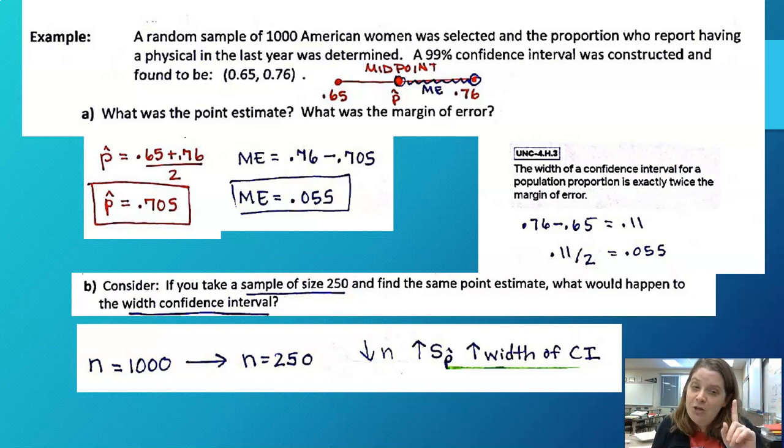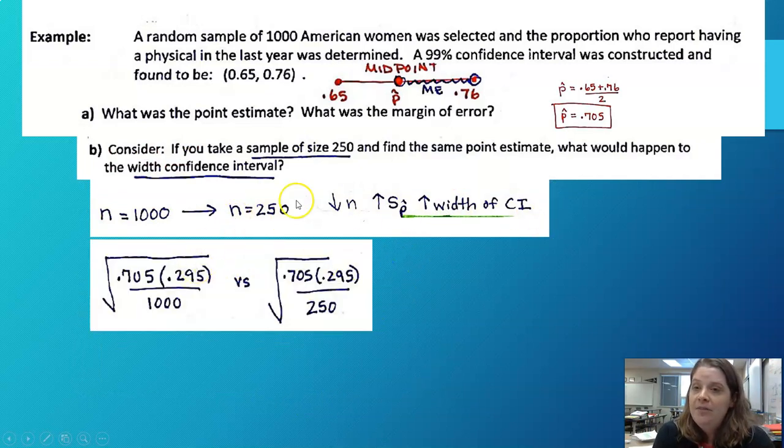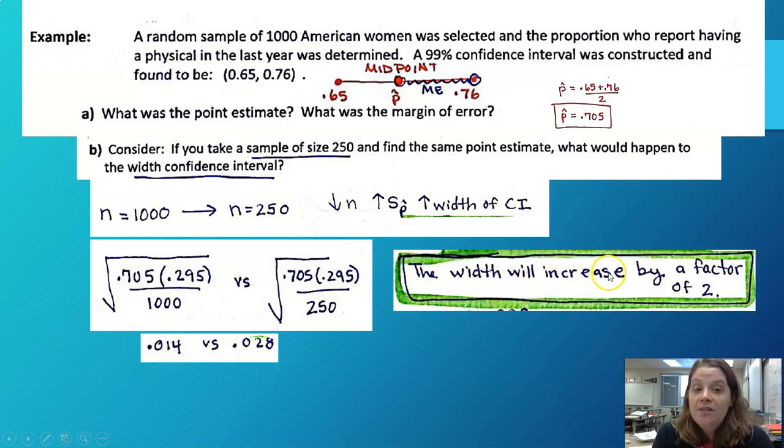It's going to be wider, but we can actually be a little bit more specific than just wider. So let's see if we can figure this out. So for the standard error itself, I'm going to use the 0.705 estimate here. If that's the same for both of them, but the first one used 1,000 and the second one used 250, I get 0.014 for the first, and I get 0.028 for the second. So I can actually see it's not just wider, but it's twice as wide. Everything else is still the same, but we went from 0.014 to 0.028. So the width is going to increase by a factor of 2. It's going to be twice as wide as it was before.